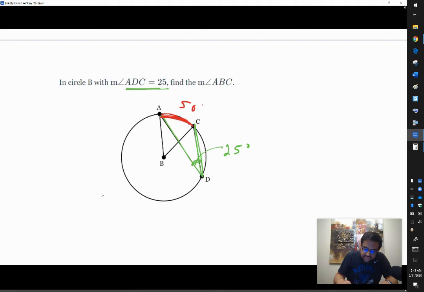Well, that's nice because the angle being asked about, let me read the question now, find the measure of angle ABC. Well, what do you know? Angle ABC is a central angle, therefore, it is also 50 degrees. Easy. You just have to know that 2-to-1 pattern.